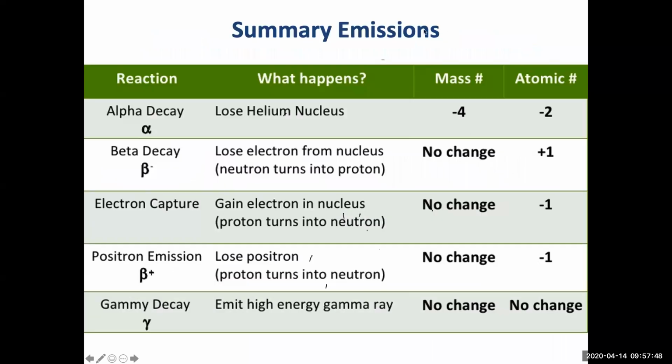This is just a summary of the emissions. We talk about alpha decay, loss of a helium nucleus, mass number reduced by 4, atomic number reduced by 2. Beta minus, lose an electron from the nucleus. There's no change in the mass number, and the number of protons is increased by 1. Electron capture and positron are the same, okay? A proton turns into a neutron, and we get minus 1 of the atomic number, and there's no change in the mass number. The gamma decay, no change in the atomic number, no change in the mass number, emits a high energy gamma ray.